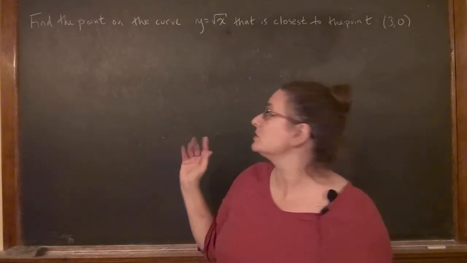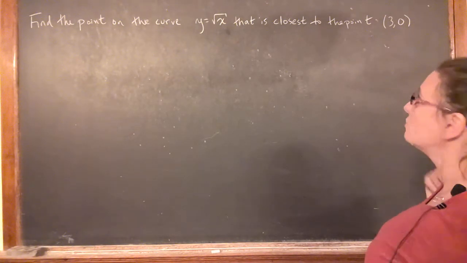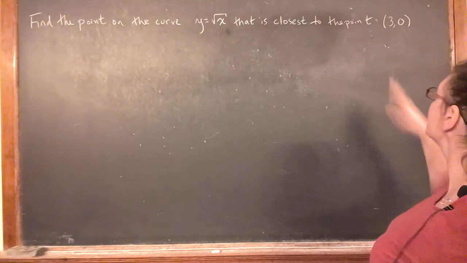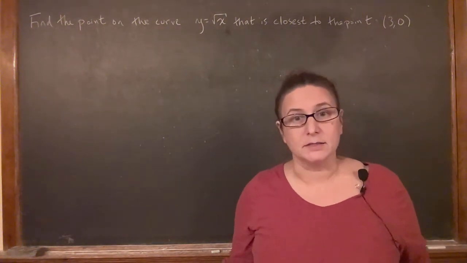So here's one which is written quite short. Find the point on the curve given, which is y equals square root of x, that is closest to this point. So here we're minimizing a distance, right?